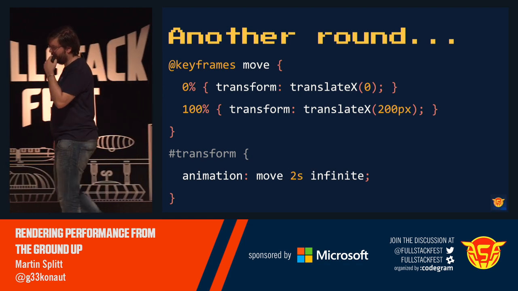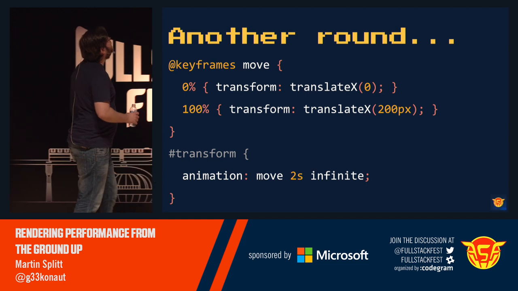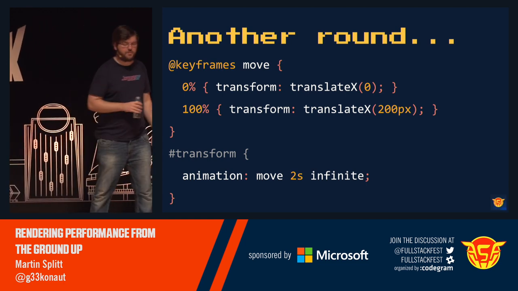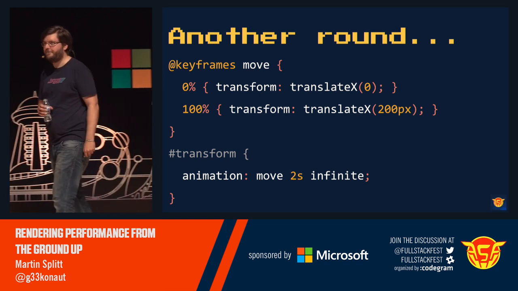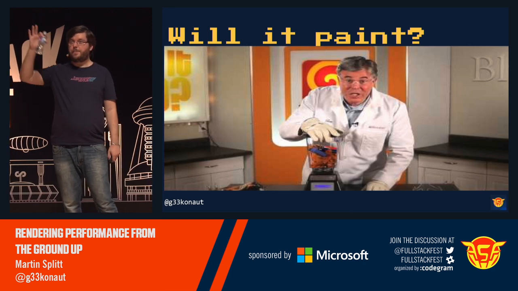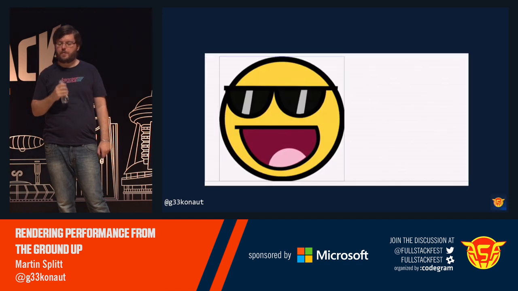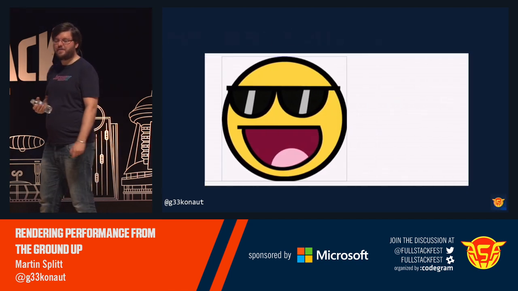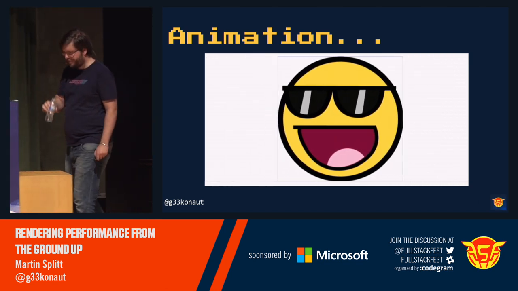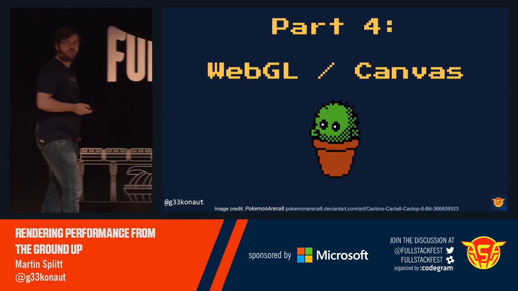I have another round. Last one, I promise. I'll stop asking questions in a second. I know it's early in the morning. So here we have a keyframe animation that has a translate X. So it's a 2D transform in an animation that is playing. Will it paint? Who thinks it will paint? Who thinks it doesn't? All right, you're right. It doesn't, because it is a keyframe animation that is composite only. Wonderful. All right, last but not least, I'm running over time.